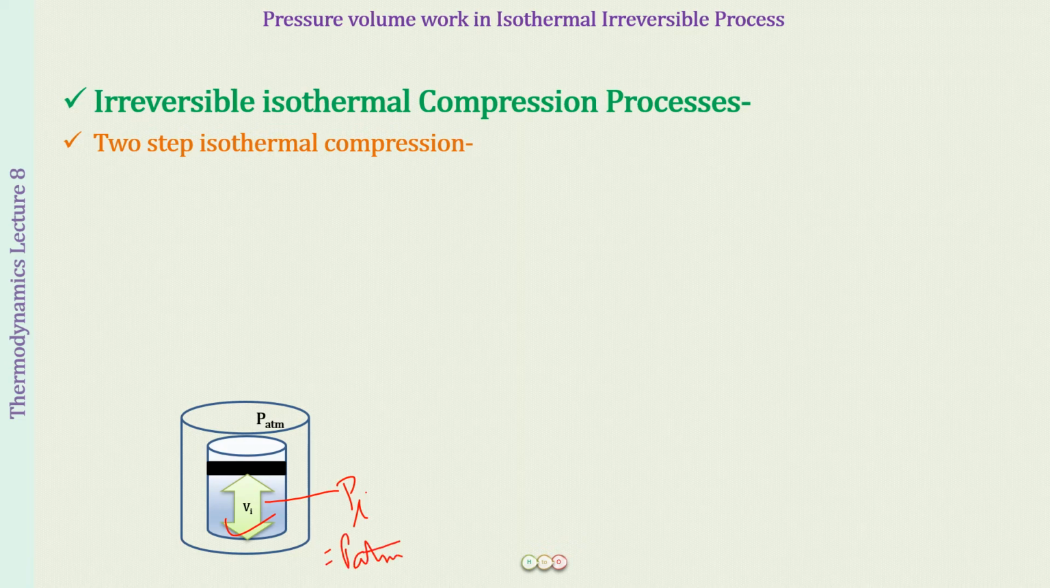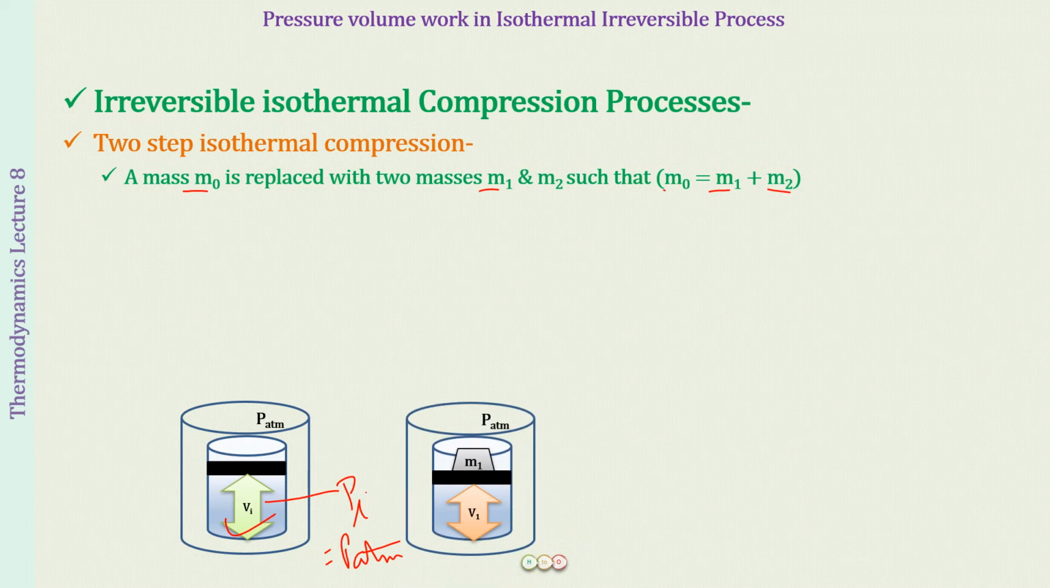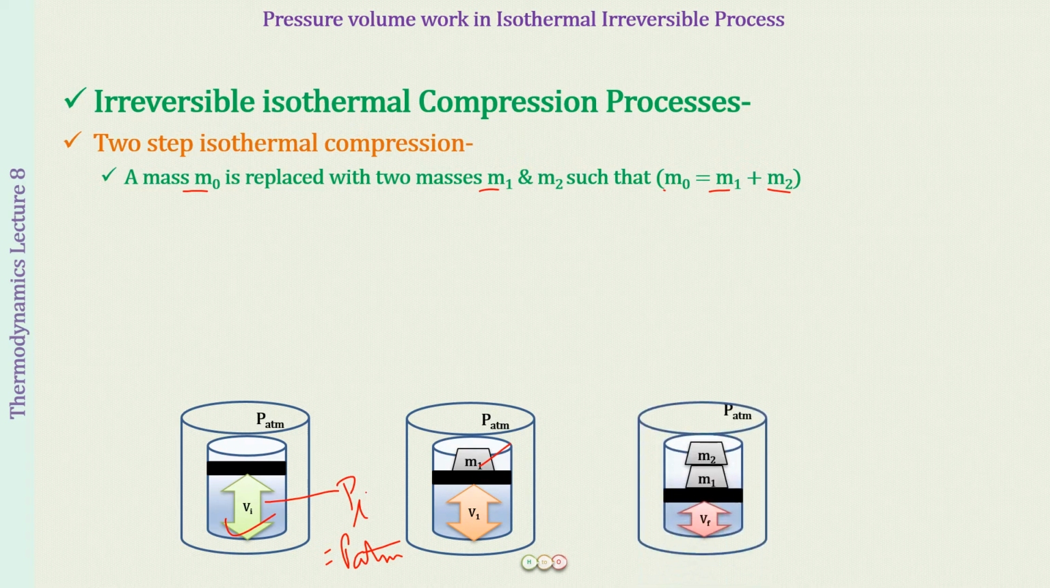Okay, after that what did we do in the compression? We placed an m naught mass. Now we will not be placing m naught mass, we will be replacing m naught by two masses m1 and m2 such that m1 plus m2 is equal to m naught. So first of all in step number 1 we will be placing m1 mass, and then in step number 2 we will be placing m2 mass also.